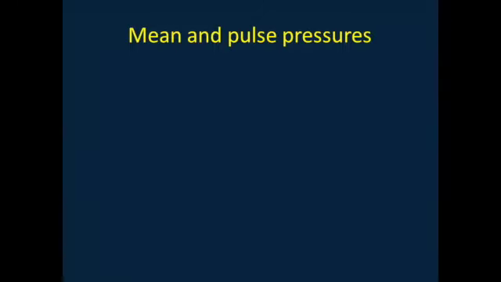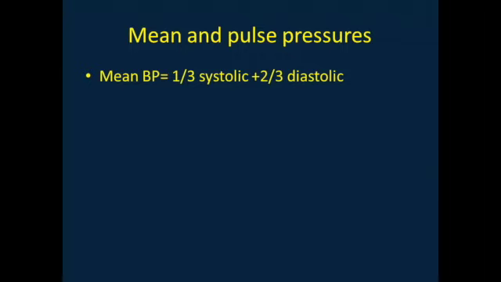Then what about the mean blood pressure and pulse pressure? Mean blood pressure is a calculated number and can be given by the machine as a number, but it can roughly be calculated as 1/3 of the systole and 2/3 of the diastole. And why 2/3 of the diastole? Because the diastolic blood pressure represents a longer time in the cardiac cycle, almost double the time of the systolic blood pressure.